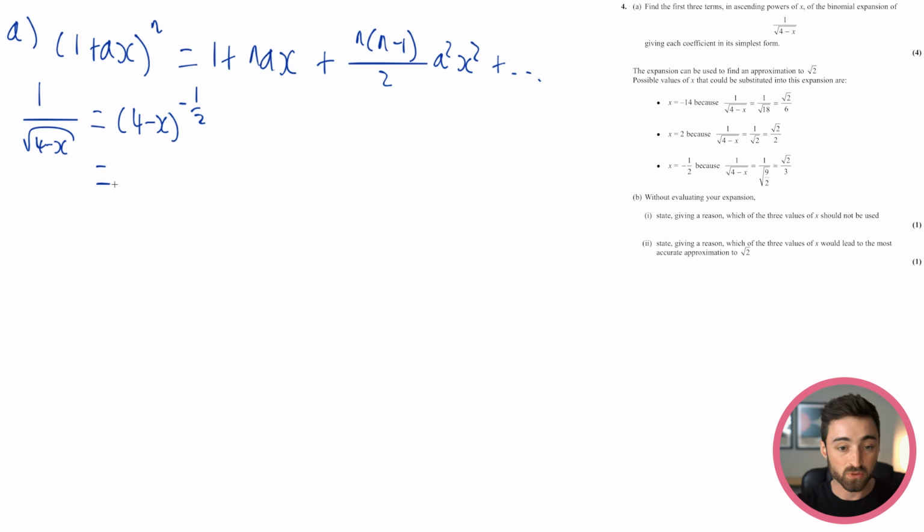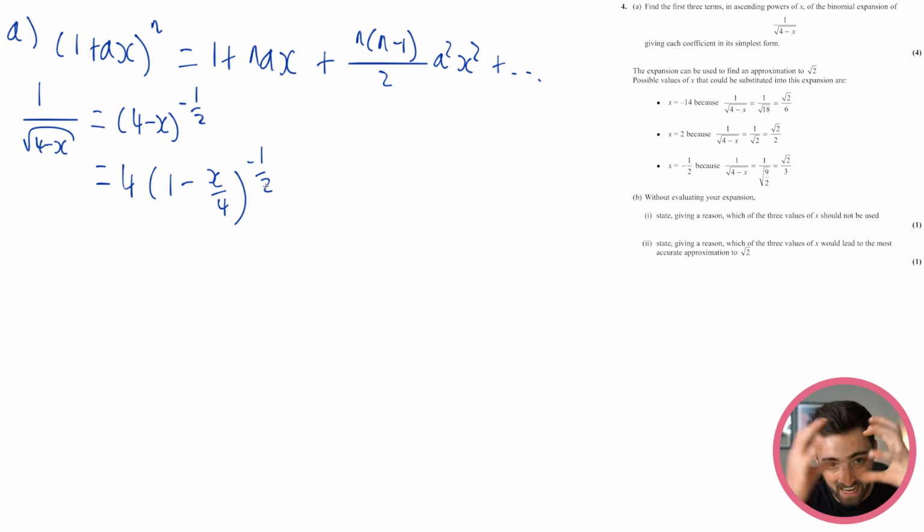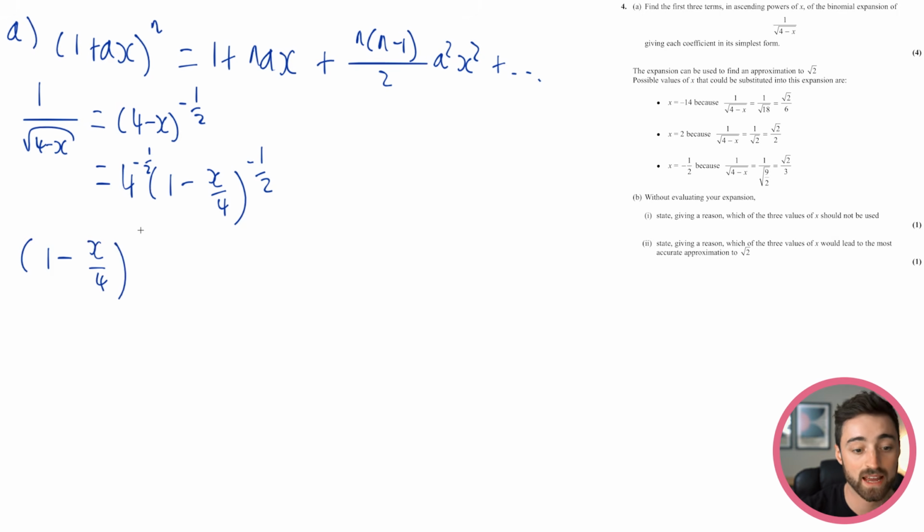What we can do is we can take this 4 out, but do not just write this. It would be incorrect to do this. And the reason is because that 4 is still inside this bracket, which is to the power of minus a half. So this is also to the power of minus a half. So now we're good. We've just got a constant outside of it, which we'll multiply through later. But right now, we can just focus on the binomial expansion of 1 minus x over 4 to the minus a half. We're just going to directly apply this formula now.